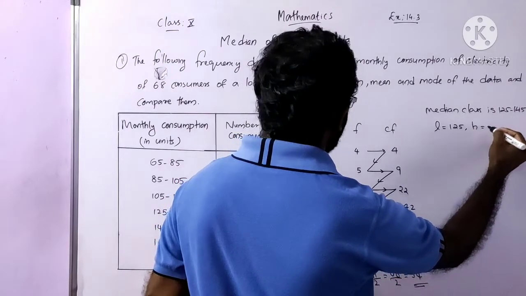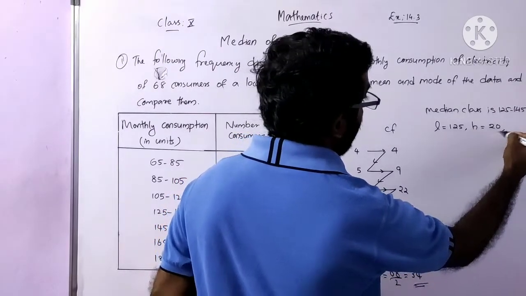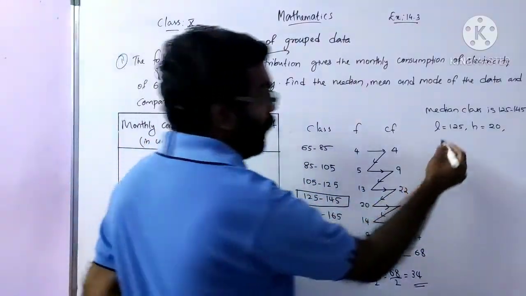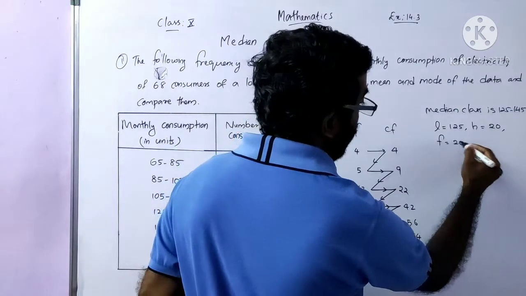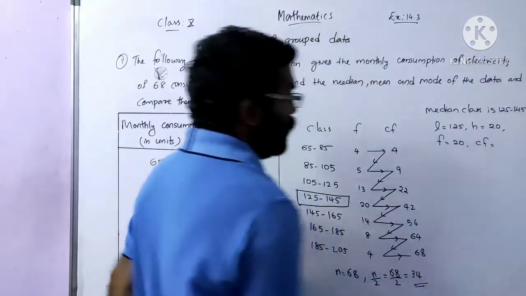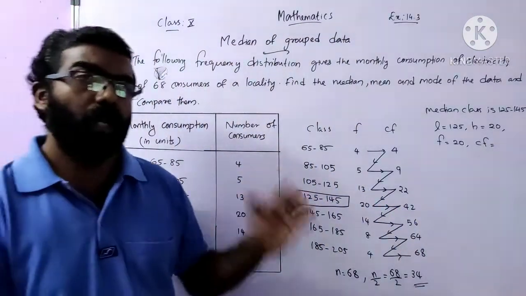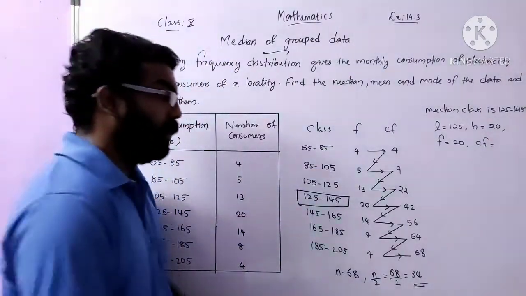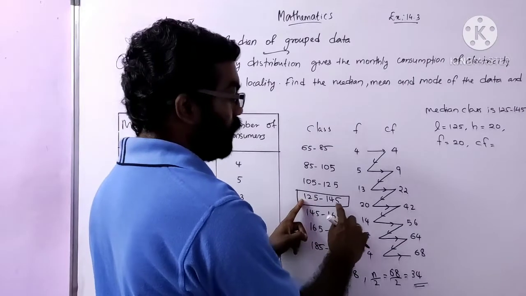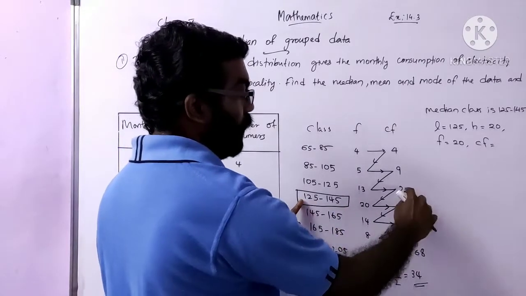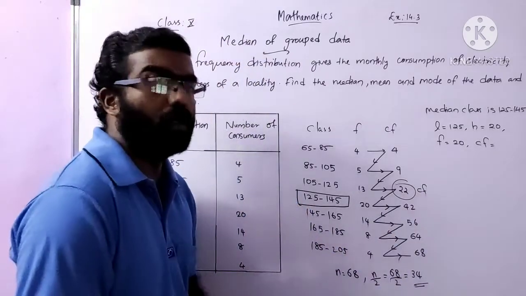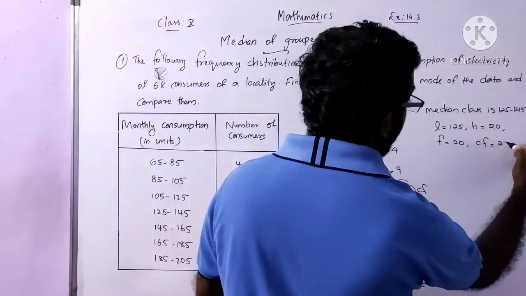H is the class size. Here it is 20. Then the frequency of the median class is 20, denoted by F. So F is equal to 20. Then Cf means the cumulative frequency of the class preceding the median class. Here the median class is 125 to 145, so the cumulative frequency of the preceding class is 22. So Cf is equal to 22.